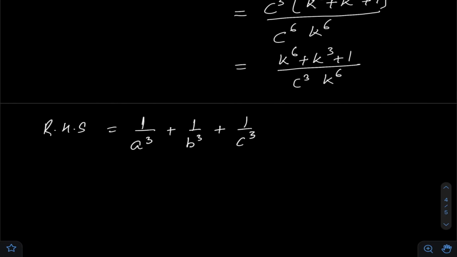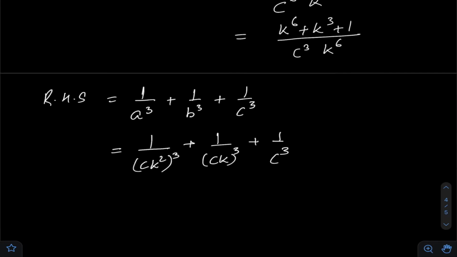Now this is right hand side. Put the values of a, b and c over here also. a is (ck square) whole cube, b is (ck) whole cube and c cube as it is. Then it will be c cube k to the power 6 plus 1 upon c cube k to the power 3 plus 1 upon c cube.